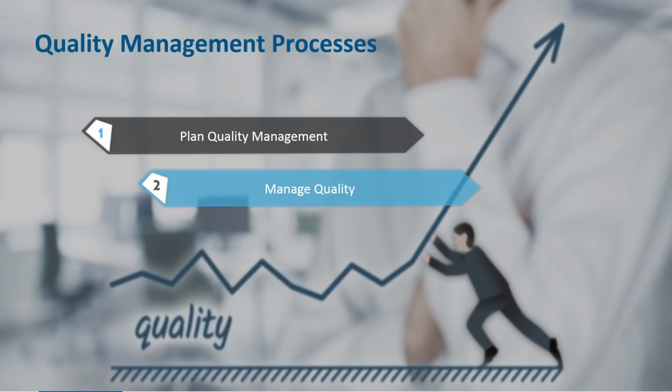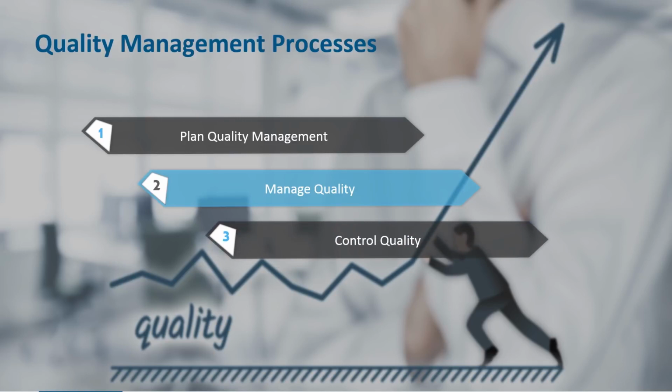And once I give that commitment through this plan, then I have to execute that plan. And that execution is about managing quality. And once I start executing, I have to also check whether I'm executing it as per the plan or not. And that's where the control aspect comes into the picture. So we have plan quality management, manage quality, and control quality, 3 processes that are embedded as a part of quality management.